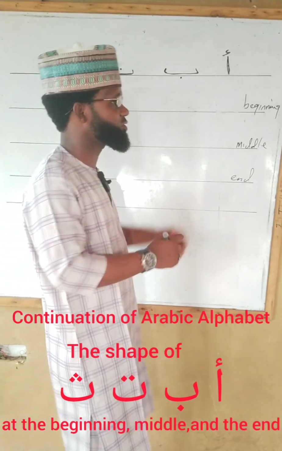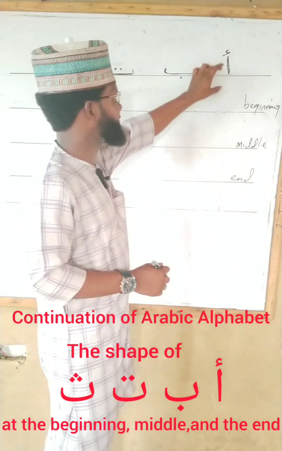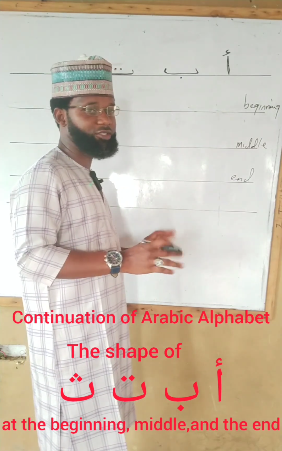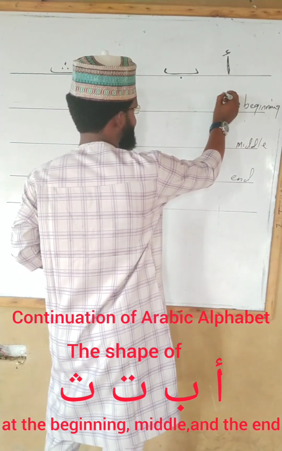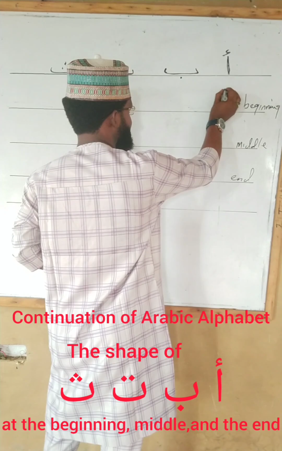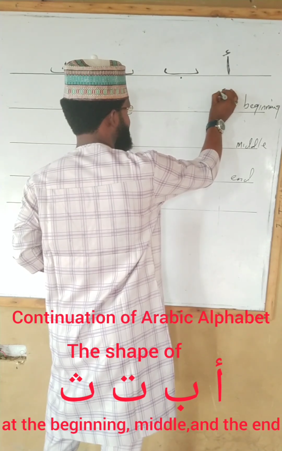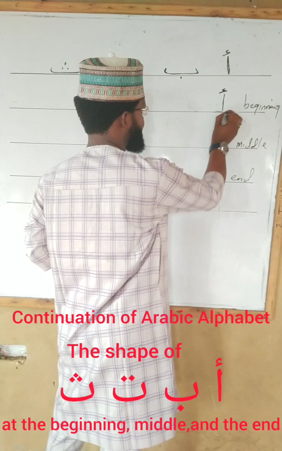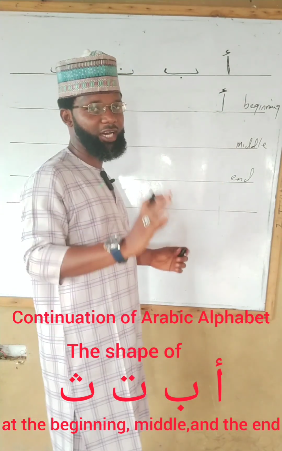So number 1, we have this one. If this alphabet starts a word, you write it like this. The way it's standing like this. You will not join it. This is Alif Hamza. So once you see it like this at the beginning of a word, it is Alif Hamza.